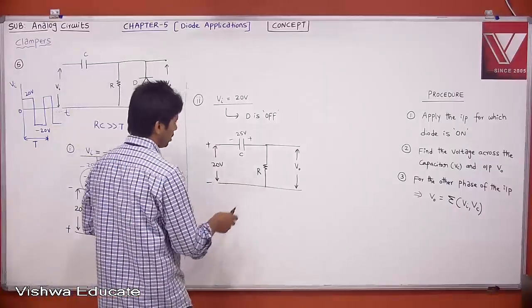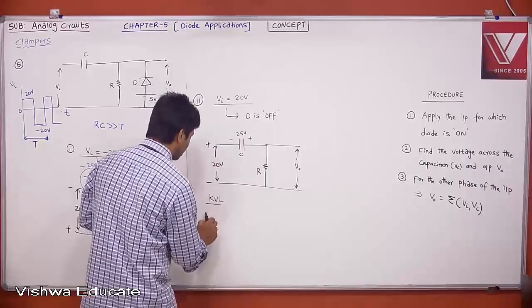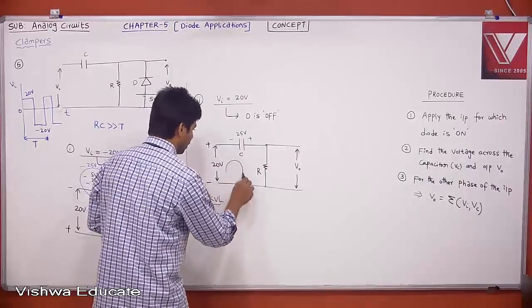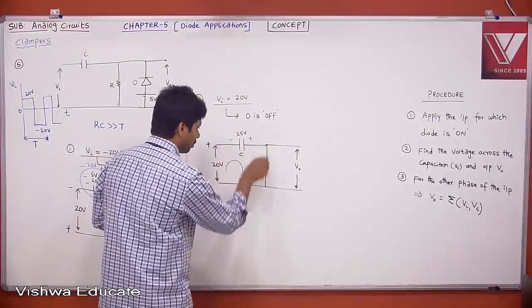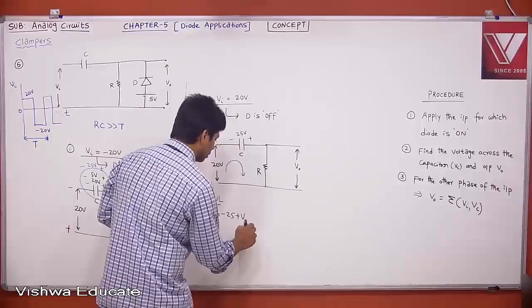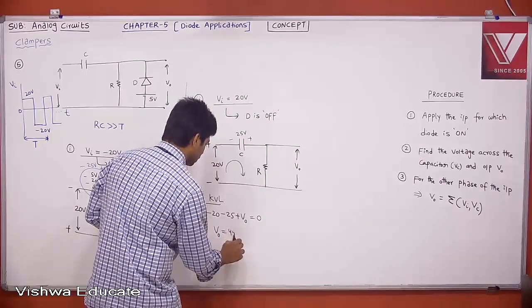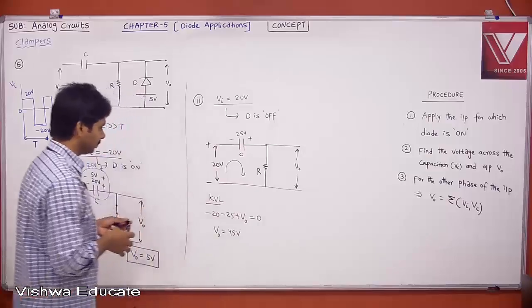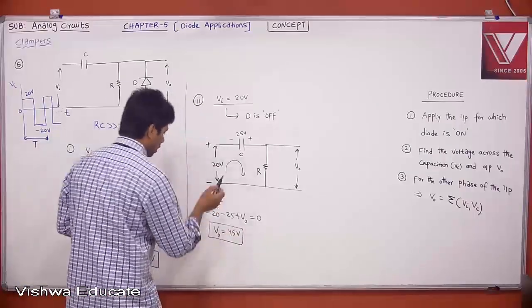Therefore, now tell me, what is your V0? Apply KVL. When you apply loop KVL, minus 20, minus 25, plus V0 is equal to 0. Then what is your V0? Your V0 is equal to 45 volt. I think now we got it, right?